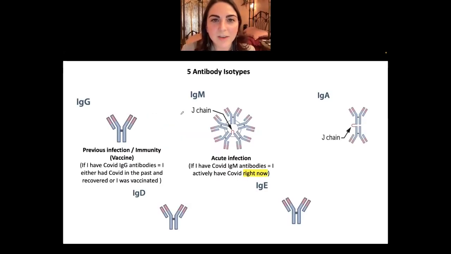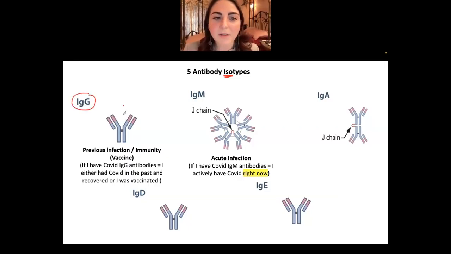Okay, so going into the 5 antibody isotypes. Isotypes are determined by the heavy chain. So we have IgG, IgM, IgD, IgE, and IgA. IgG is going to be the one that's present in a previous infection, or if you're considered immune to something. This is what you're trying to do with vaccines, which we're going to talk about next time. But IgG is the one that tells you that you're immune to something.